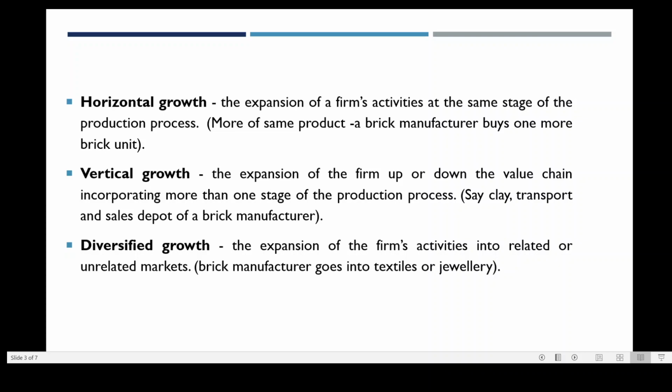In vertical growth, we are looking at expansion of the firm up the value chain or down the value chain. We incorporate more than one stage of the production process. Let us say this brick manufacturer buys a plot of land which has clay, or he buys a truck which will bring that clay to his factory, or he opens a retail showroom where he displays his bricks, and that is a sales depot for a brick manufacturer. These are vertical growth. It can be forward linkage or it can be backward linkage.